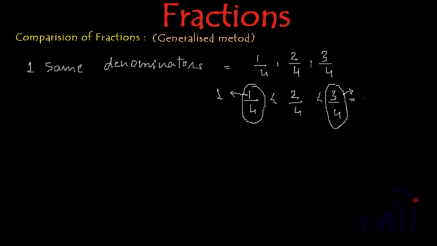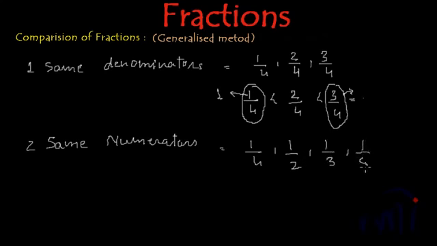And then we had learned one more method where we had same numerators, like we had 1 by 4, 1 by 2, 1 by 3 or 1 by 5, right? Here all the fractions have 1 as their numerator, but all the fractions have different numbers as their denominators, right? So the biggest fraction will have the smallest number as denominator, right? Here this fraction is the largest fraction.